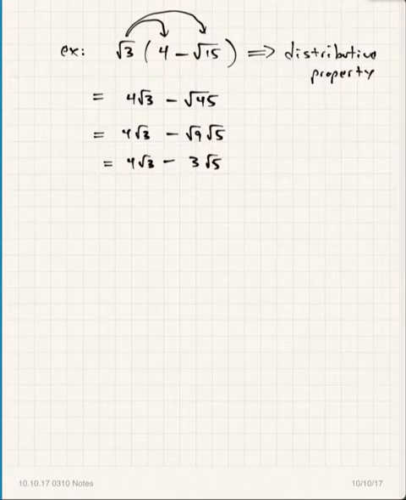Those are not like radicals, so don't try to force it and don't try to subtract. There's nothing you can do there. The square roots don't simplify. The square root of 3 and the square root of 5 don't simplify, and so you're finished with that problem.